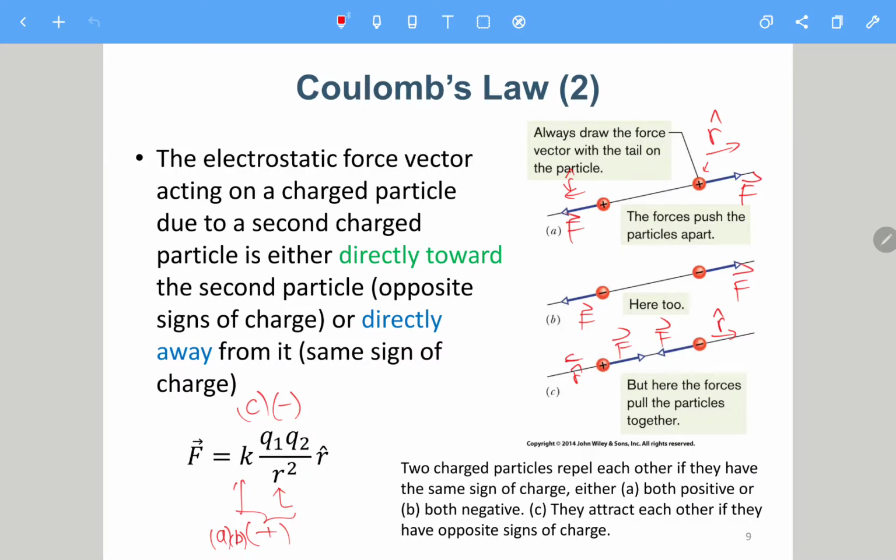So this is a simple case about how to determine the force for two charged particles. Maybe let's have a 15 minute break.